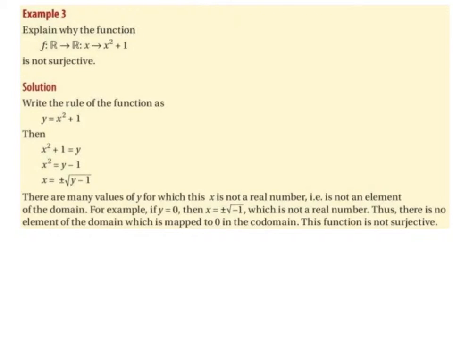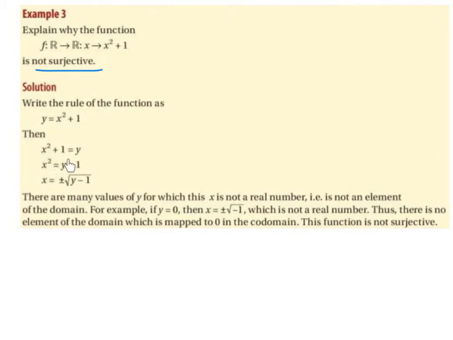Explain why the function f: R → R, f(x) = x squared plus 1, is not surjective. So we write the rule of the function as y equals x squared plus 1. Then x squared plus 1 is equal to y. So we just swap this around.